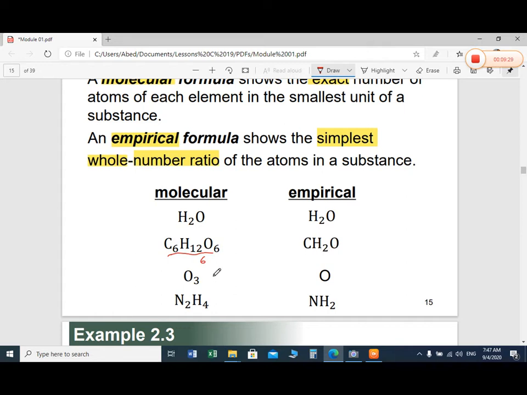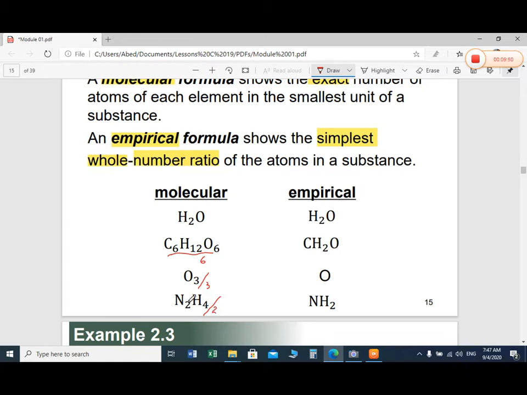Here in ozone, there is only one number, 3. So you can simply divide by 3. So the answer will be O. In this dinitrogen tetrahydrate, you can divide by 2, because 2 is the smallest even number here.